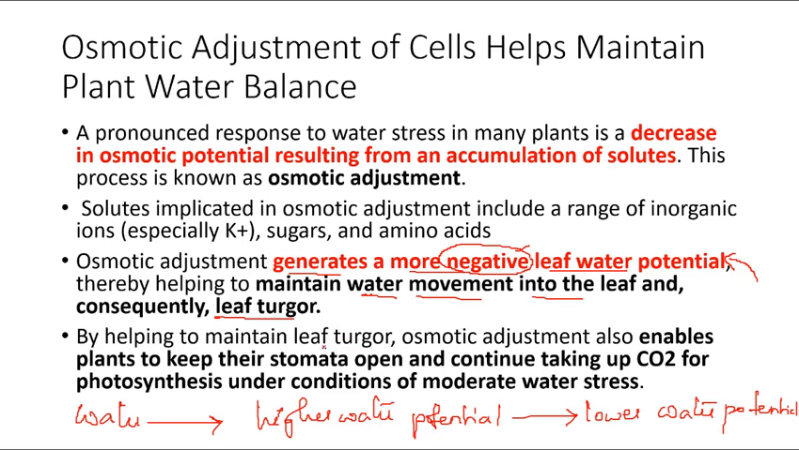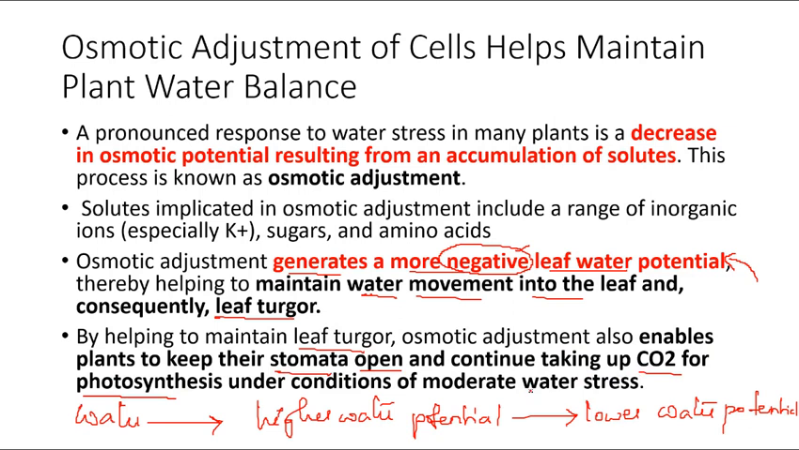Once the leaf turgor is regained, it has several effects, as we all know. It helps the stomata to be opened. Once the stomata are opened, they help in the CO2 uptake, which is the main essential requirement for photosynthesis.